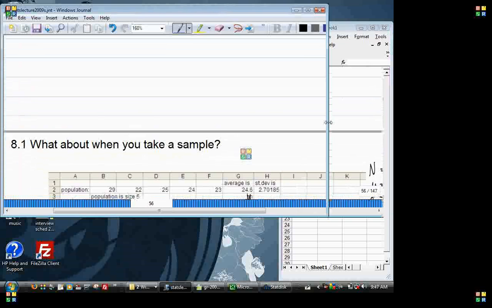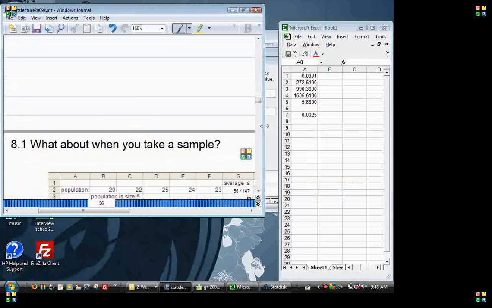Okay, so I'll shrink that down. Here's the entire population. I asked 5 people, my entire population is 5 people, and here are the ages. Their ages are 29, 22, 25, 24, and 23. So, again, how big is my entire population? My entire population is 5 people.